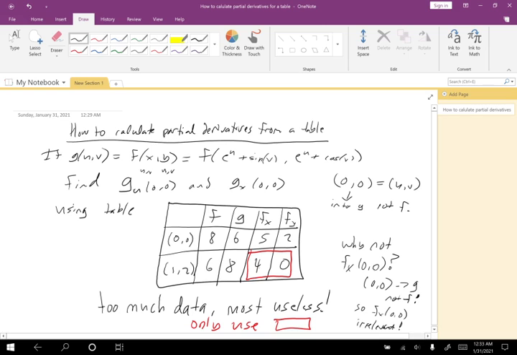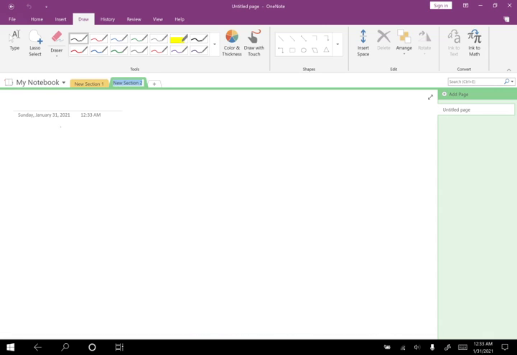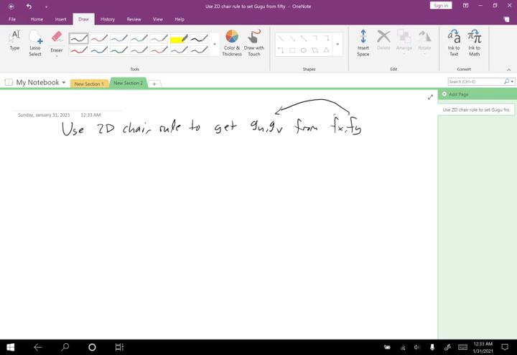So really, now that we're given these numbers, how do we get the g derivatives? It's by the chain rule. So we're going to use the 2D chain rule to get g sub u, g sub v from f sub x, f sub y. So somehow the chain rule will take our function of x and y and give us partial derivatives in u and v. Okay? So how do you do the chain rule?